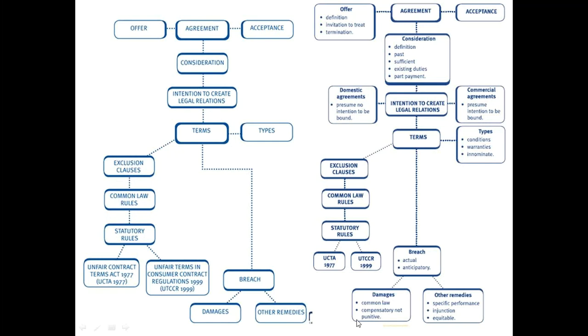So when there is an offer, we can look around. Anybody knows what is meant by invitation to treat?